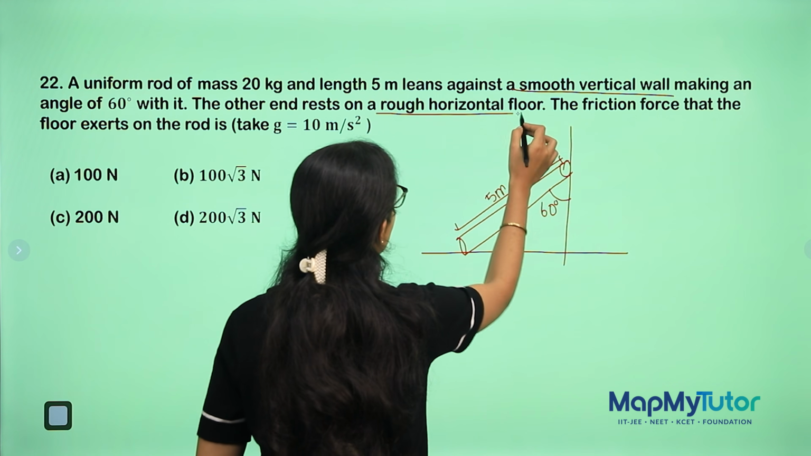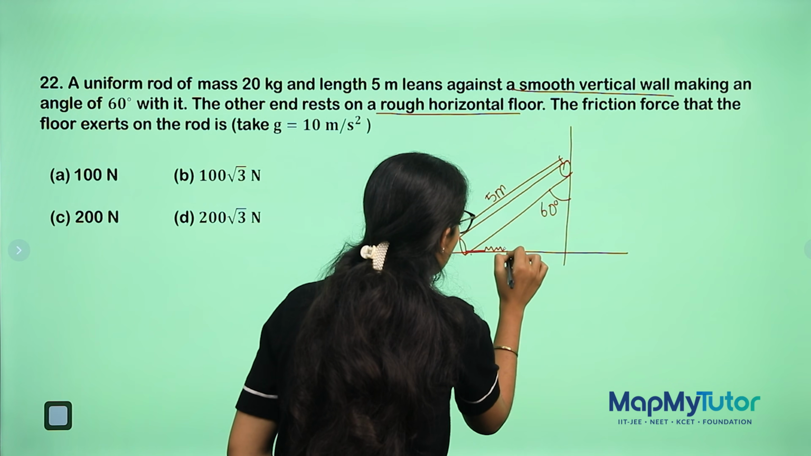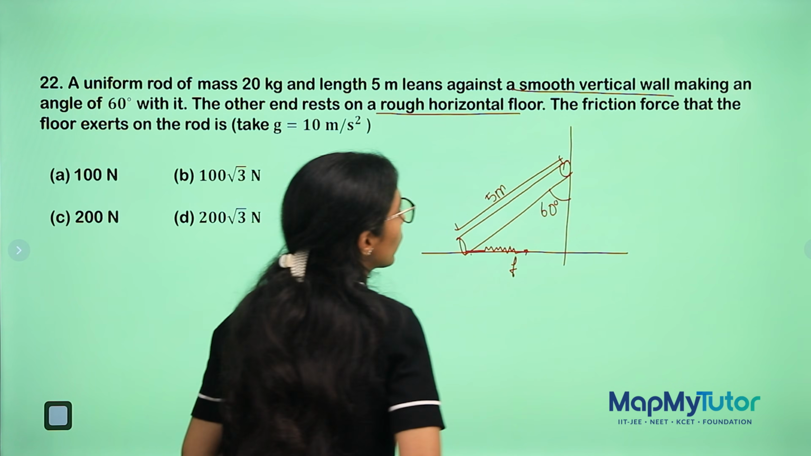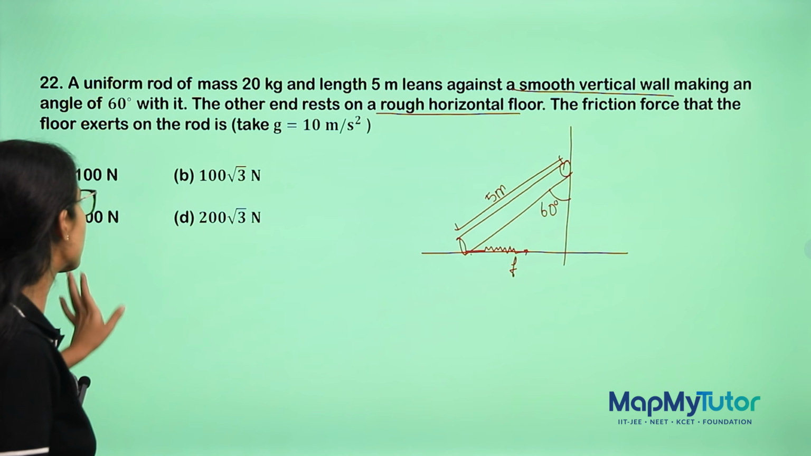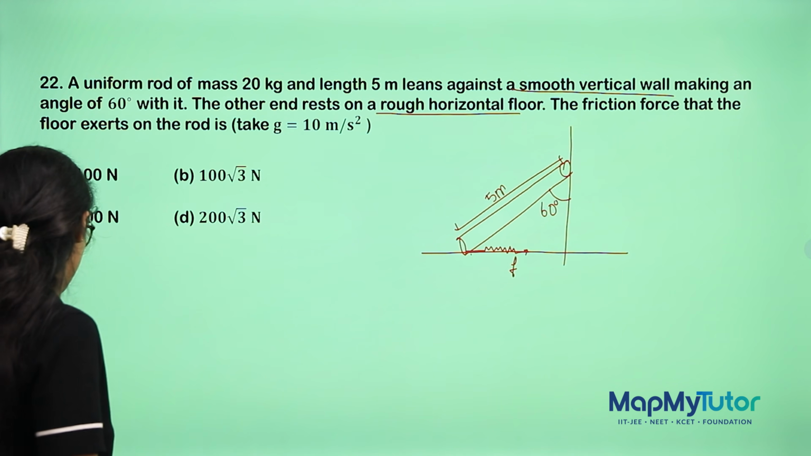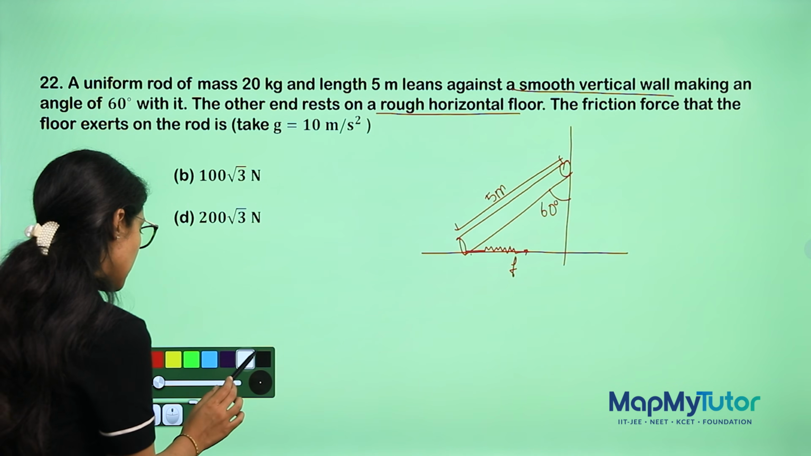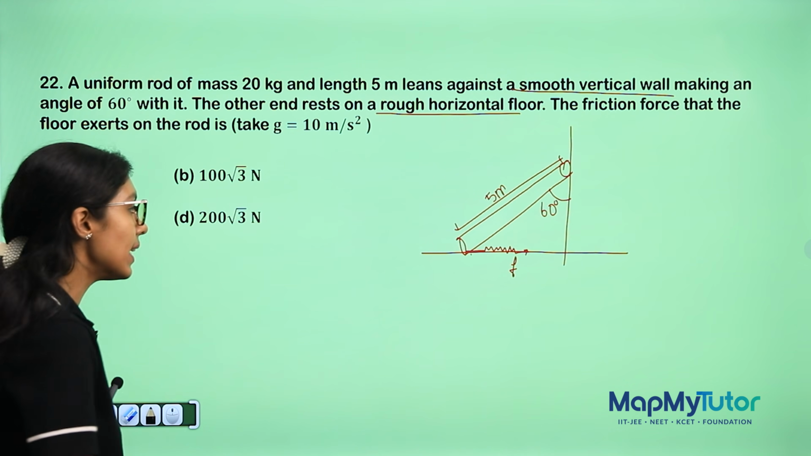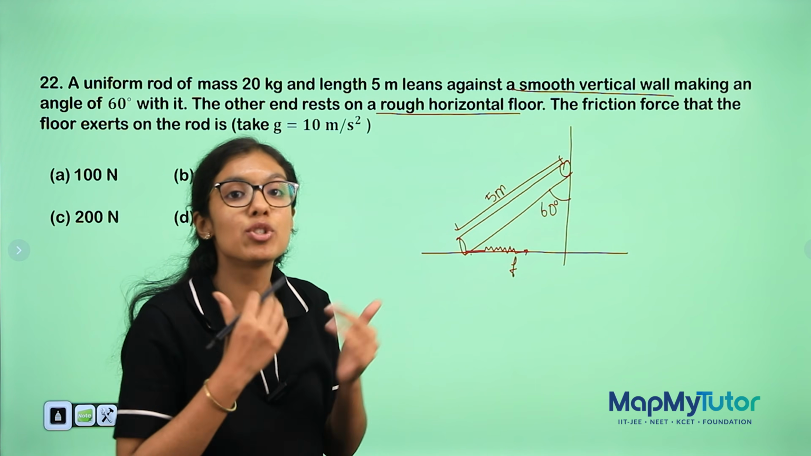Rough horizontal surface, which means there's friction also. The frictional force that it exerts, you need to find the frictional force itself. All right, so now let us first break it down. Let me show you the components.